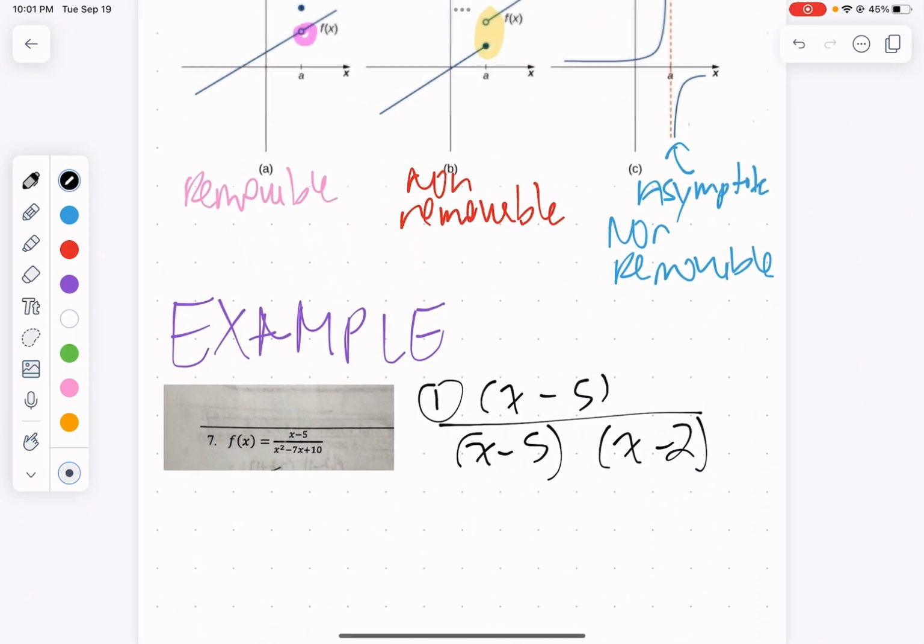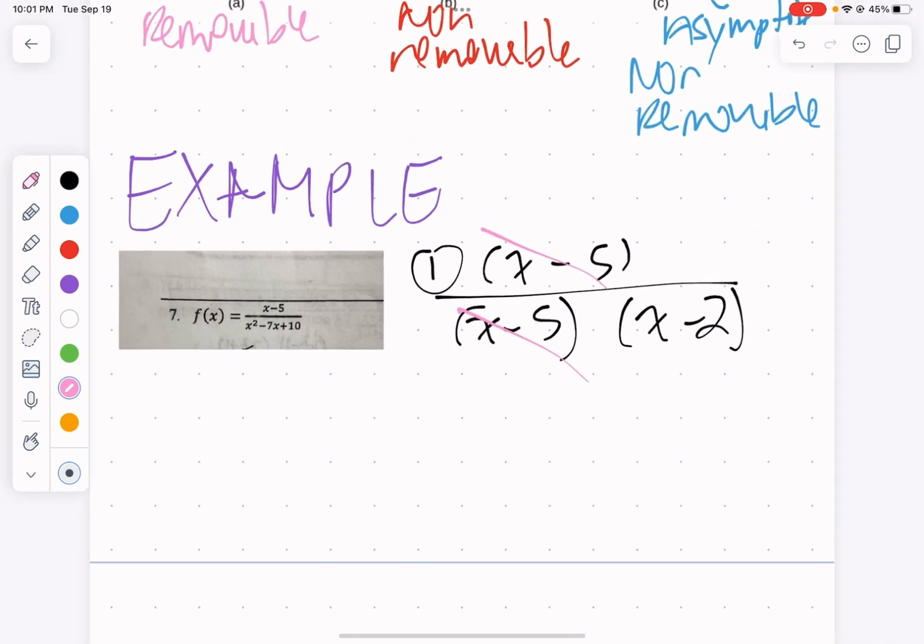Whenever you have a hole, or a removable discontinuity, to be able to tell when you're doing math like this, whichever term cancels out on the numerator and denominator is a hole. That means there is a hole here. So we know that we have a hole at x equals 5. Remember, not negative 5, x equals 5.